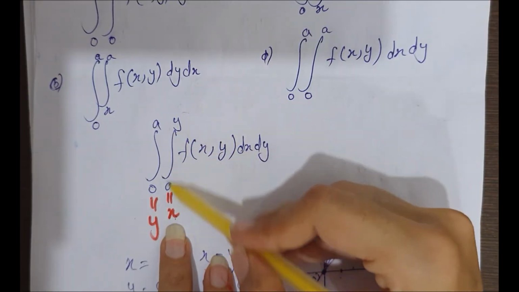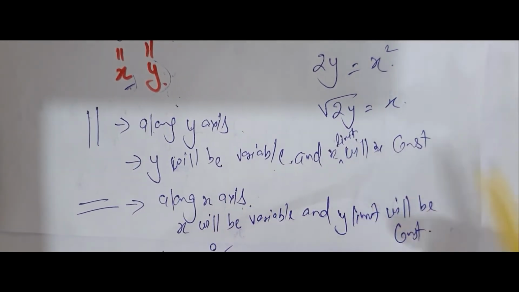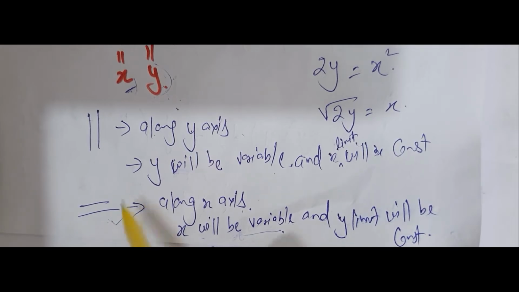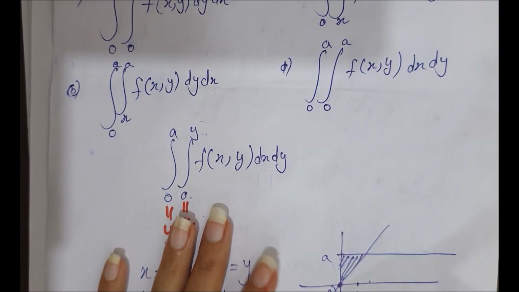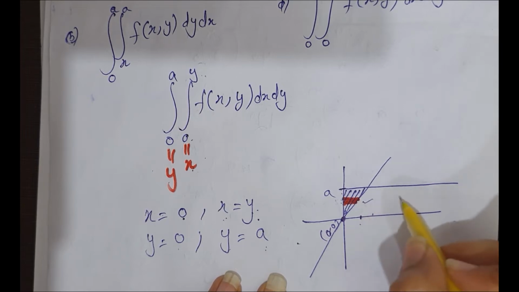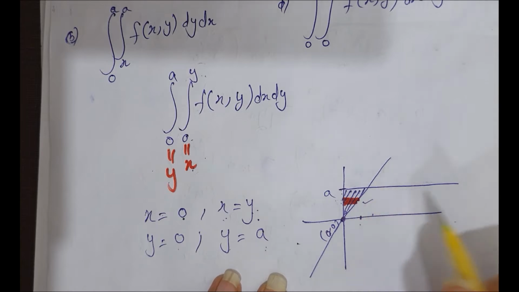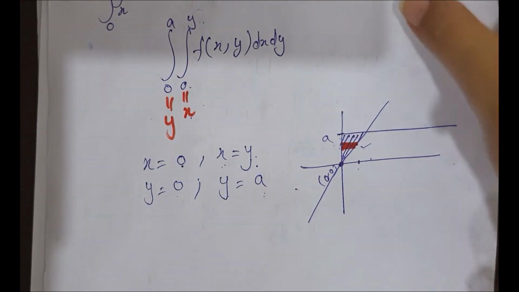Here x has variable limits, that is from 0 to y. If x has variable limits, then it will be a horizontal strip. It means that they have taken a horizontal strip. Change of order means a horizontal strip will be converted to a vertical strip and a vertical strip will be converted to a horizontal strip. This is the meaning of change of order.